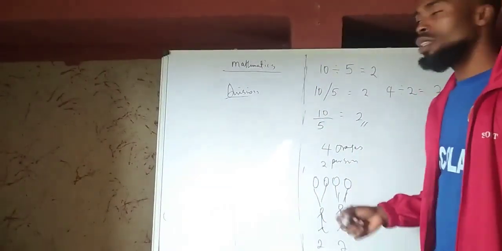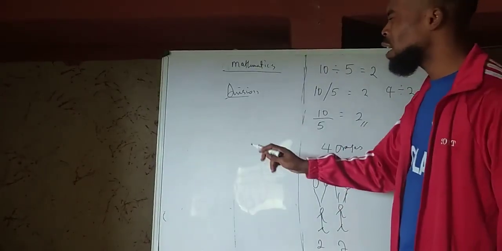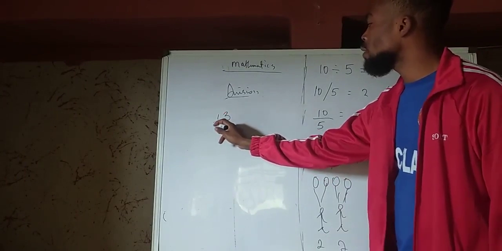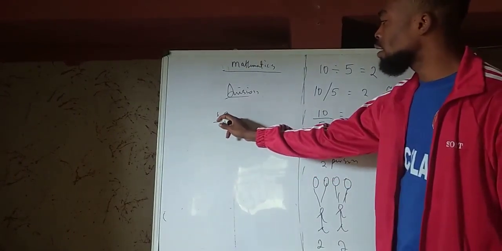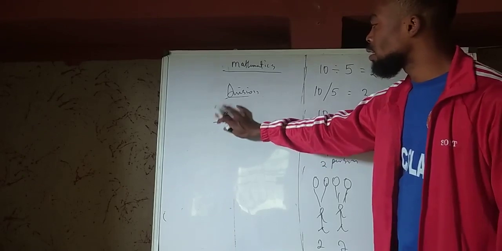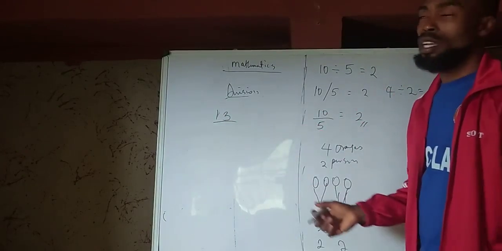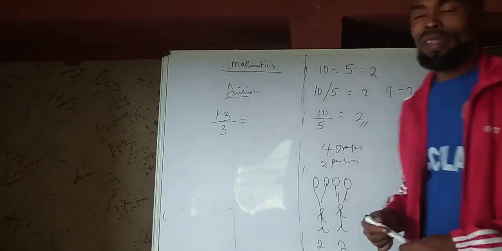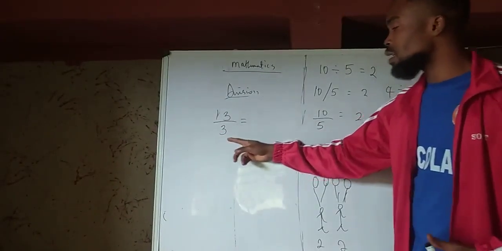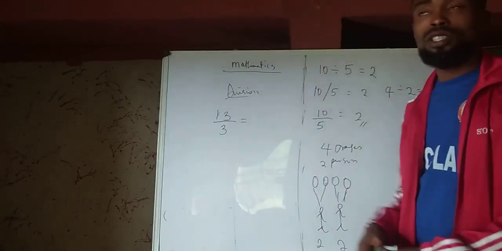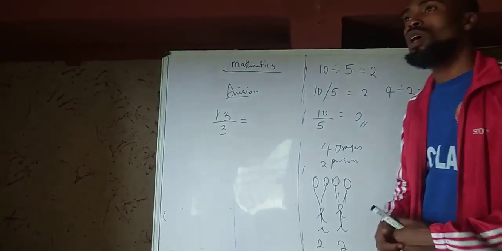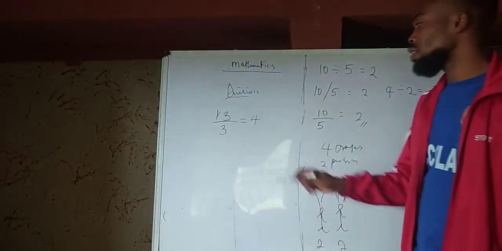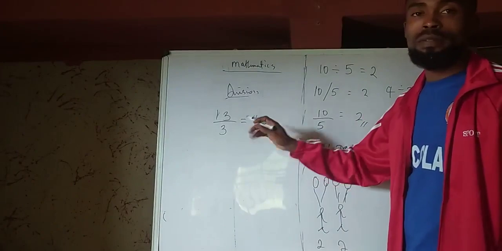Okay, so let's say now that we have 13 divided by 3. Let's check out how this will work. If we have 13 divided by 3, we are going to say 13 things shared among 3 people. How many times will it go? It will actually go 4 times, remaining 1.